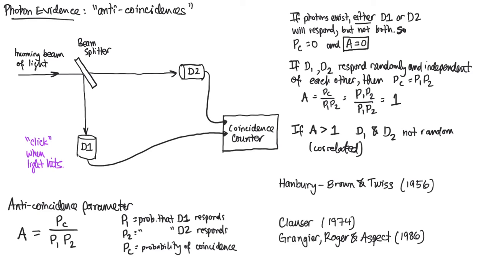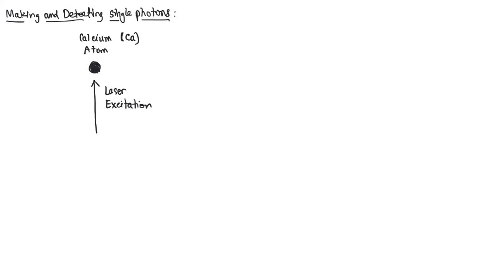So I'm going to talk a little bit about this experiment by Grangier, Roger, and Aspect. In particular, we'll talk a little bit about how they made a source of single photons and then what the outcome of their measurement was. So here's a very quick overview of how you produce single photons in a way that you can control and make use of for the measurement of the anti-coincidence.